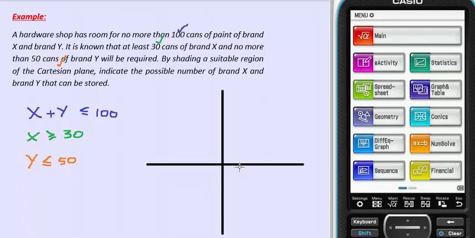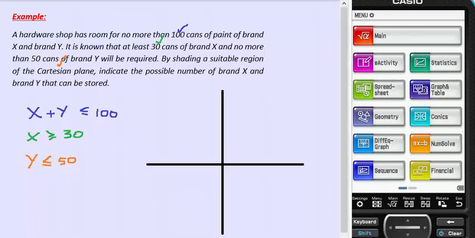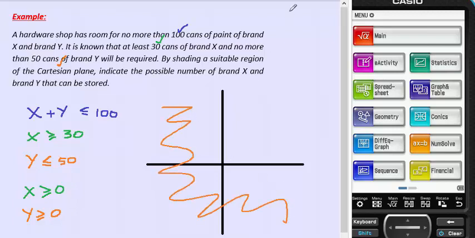So here's my set of axes, but there's something that's worth thinking about, and that is that I've got all this negative space here. Now I can't have a negative number of cans of paint of X or Y. So realistically, I should also be writing that X is greater than or equal to 0 and Y is greater than or equal to 0. So I really have these rules as well, because this space here doesn't make any sense. So I'm going to replace that with just a set of positive axes.